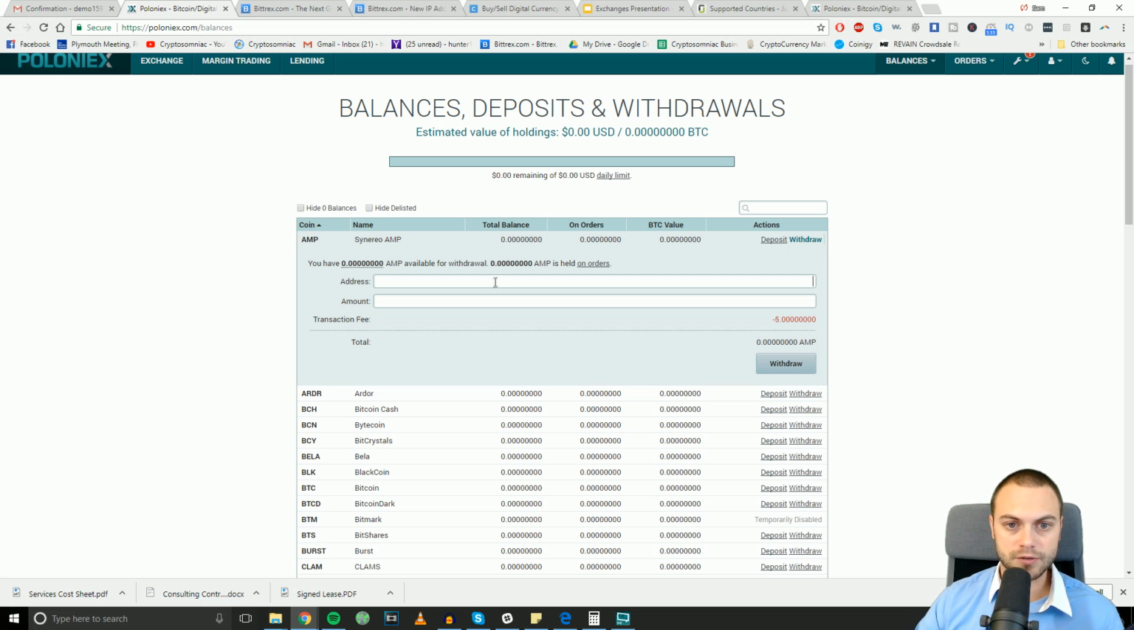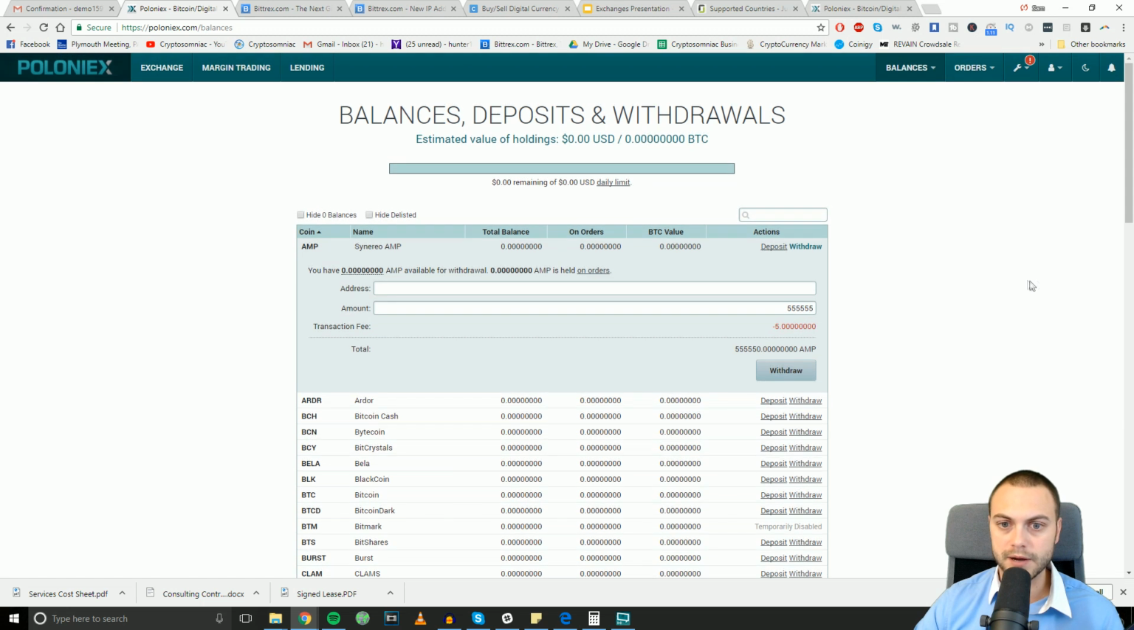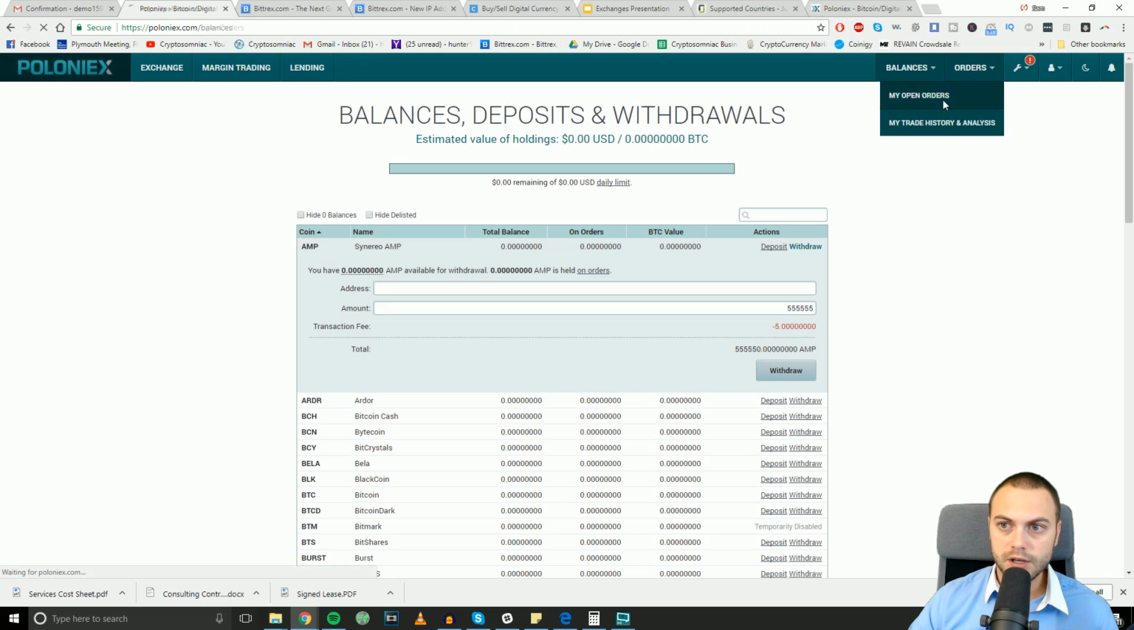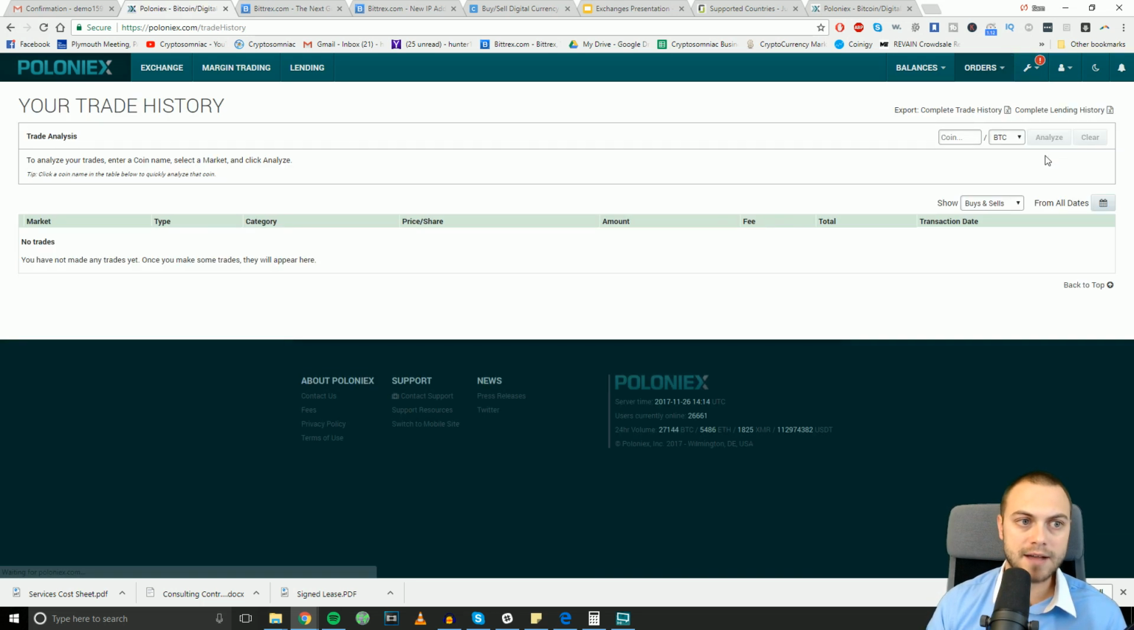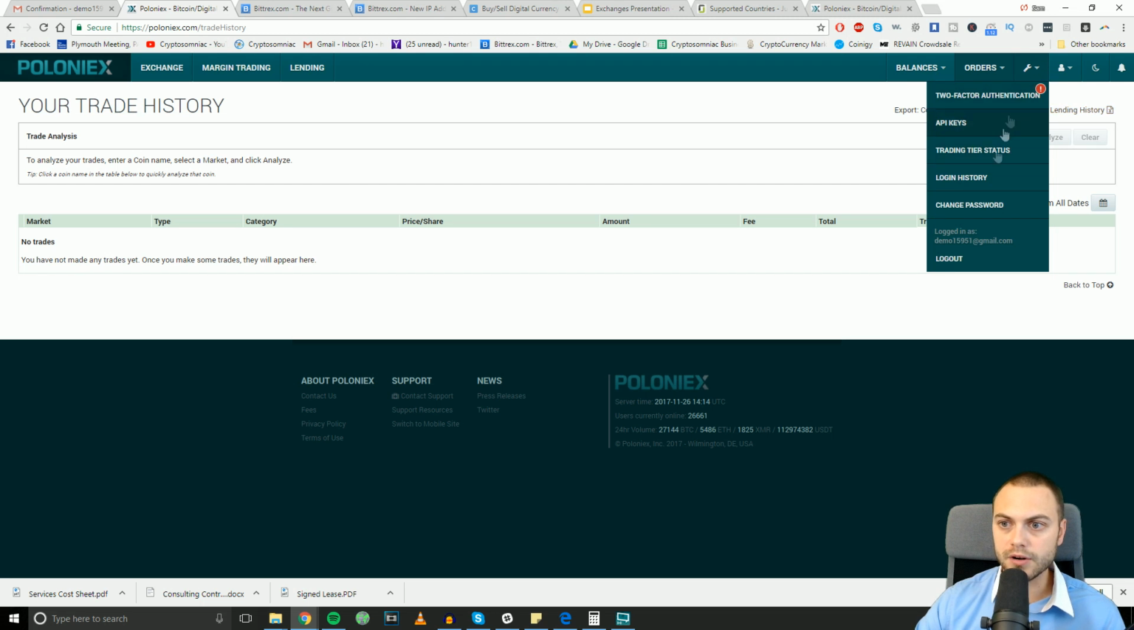Now, for withdrawals, you'll just come to here and you'll type in the address from wherever you want to look at. You would paste it in, type in the amount, whatever that might be, and then hit withdrawal and it'll go there. The orders is a tab where you can look for any of your open orders that you have. You can go to My Trade History and Analysis, where it'll show you a historical breakdown of the trades that you've completed prior.